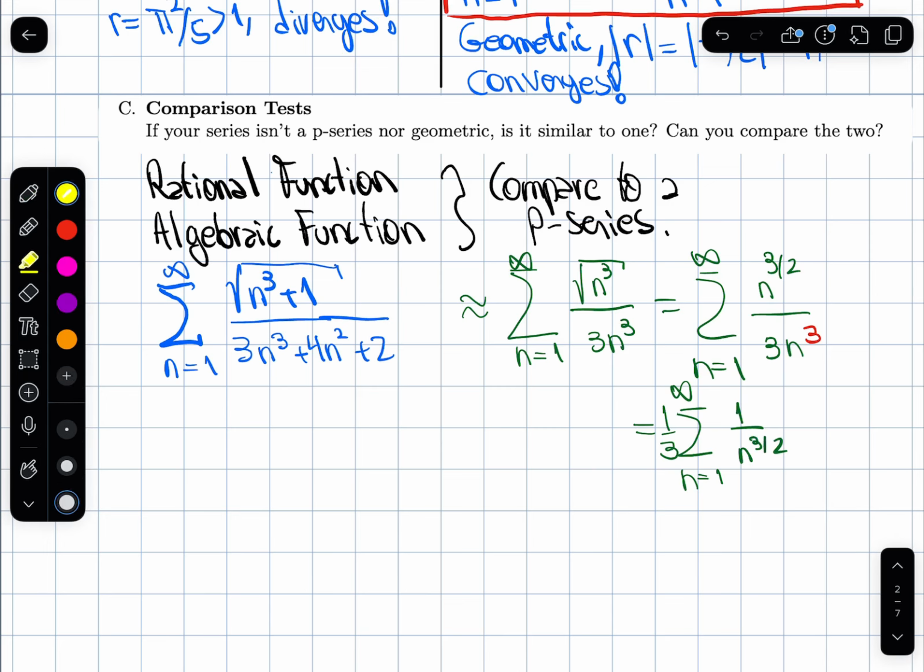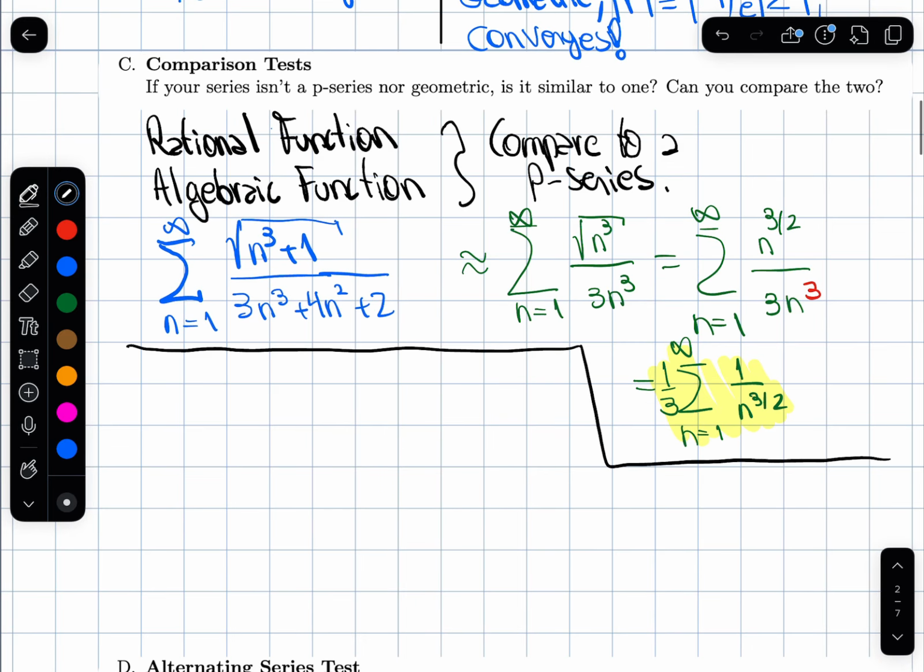That one that I just wrote is a p-series, and it will converge because the p is greater than 1. So to me, this looks comparable to a p-series. So I can try a comparison test with a p-series. In this particular example, I would try a limit comparison test because it's easier, but it doesn't mean that that's the only way to do it.